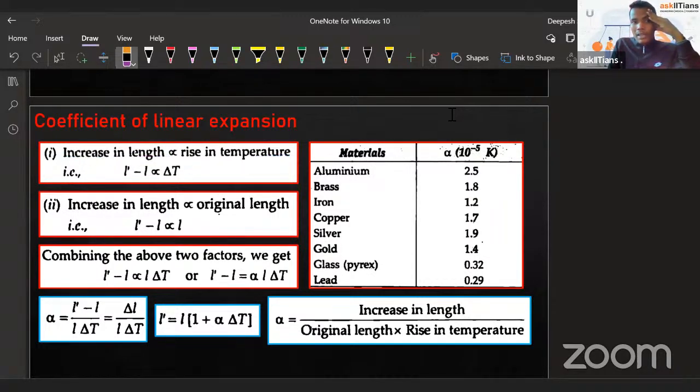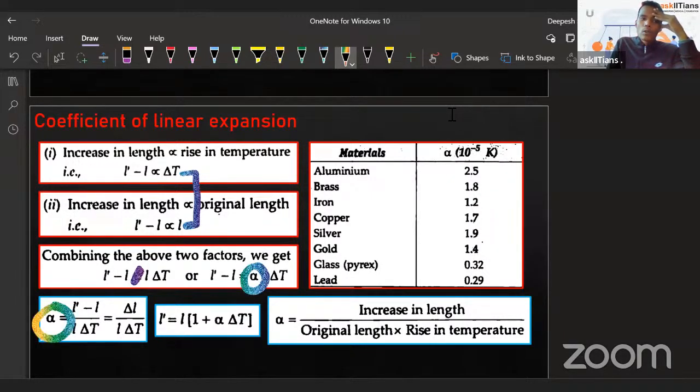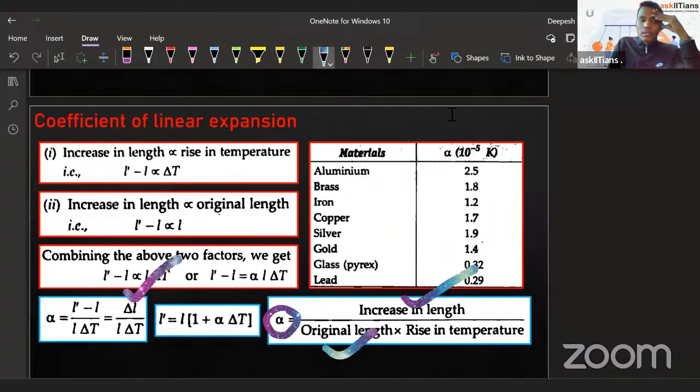The more temperature you will change, the more length you will see to be increasing. And then the increase in length is directly proportional to original length as well. So bigger the length of the body, the longer expansion you will see. Now, when you combine both of them, of course, by removing proportionality, you will get a constant, and this constant is what we call as coefficient of linear expansion. Now, there are three ways by which you can actually make the formula, but I personally prefer this one. That is, alpha is equal to the increase in length, that is delta L, divided by original length, which is L, multiplied by rise in temperature, which is delta T.